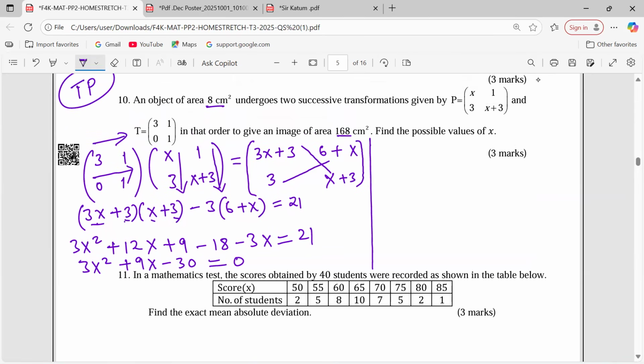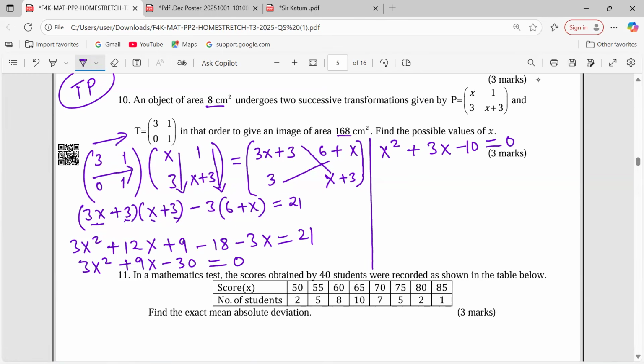That way, this equation can be simplified. You see, 3 is a common factor. So when you divide through by 3, it will still be the same equation. So it can be solved at this stage or at a simplified stage when we divide by the common factor 3. So x squared plus 3x minus 10 equals 0.